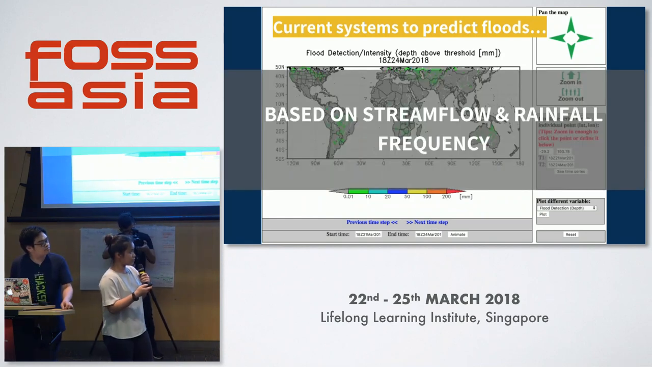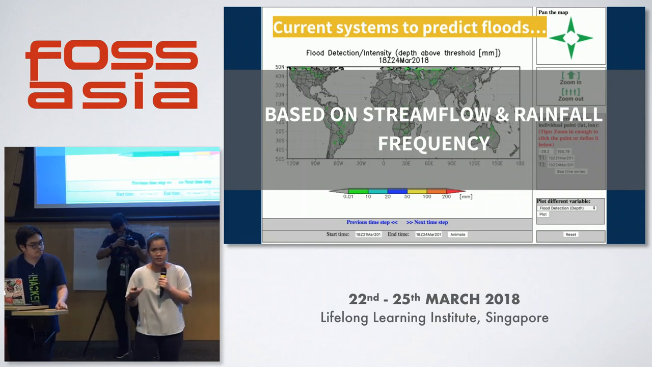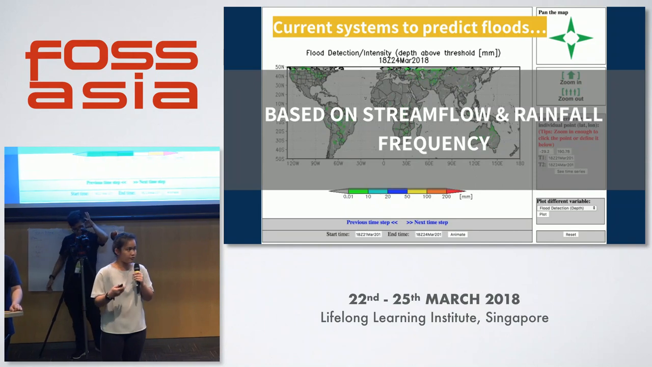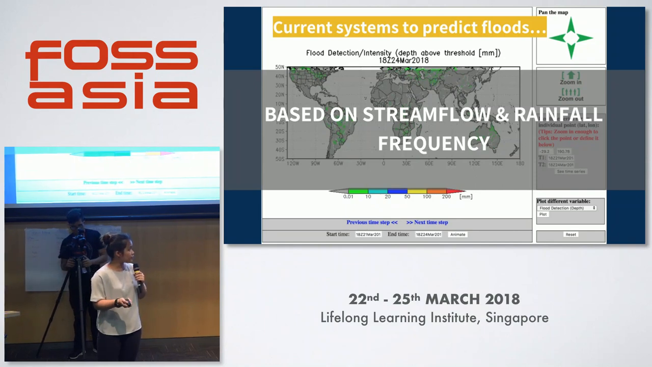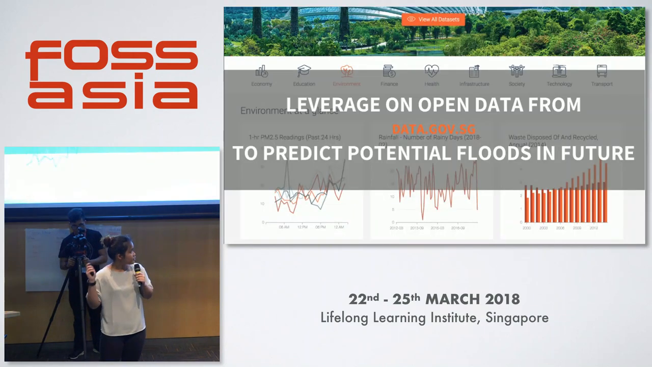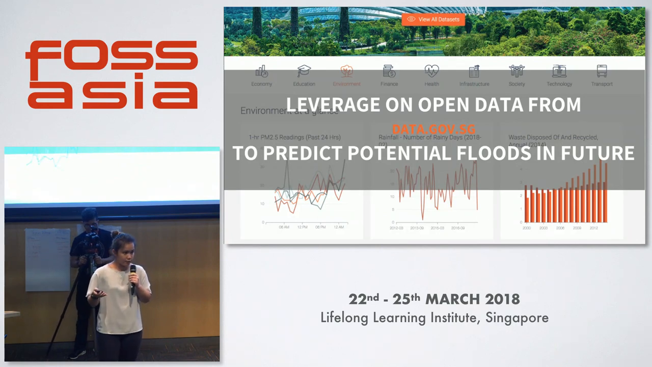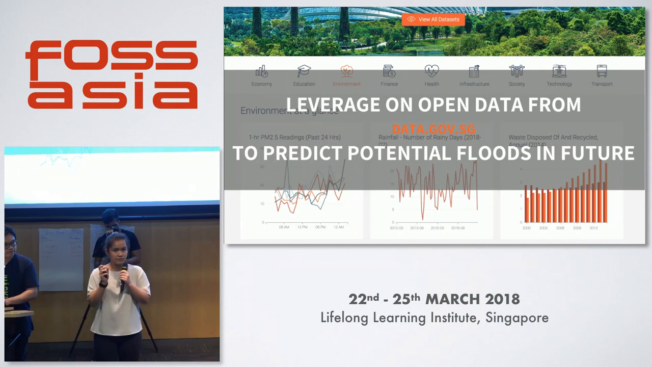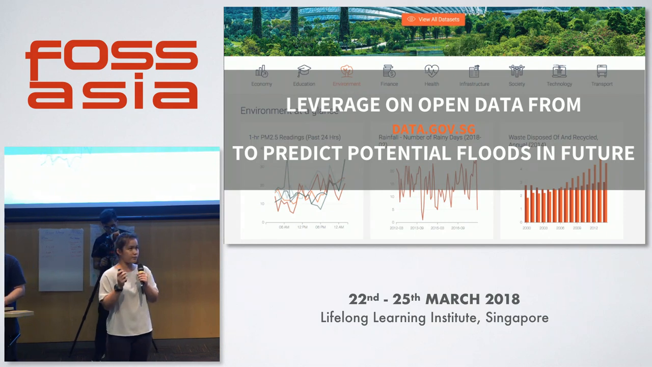It's also based on stream flow and rainfall. So what we want to do is find out which data sets or features we could use to predict future flood occurrences. What we did was make use of the open source data from data.gov from Singapore, and the features that we used were the amount of rainfall that happens a month, as well as the number of floods that happen within a month. These are all historic data, so we use that to predict future occurrences.